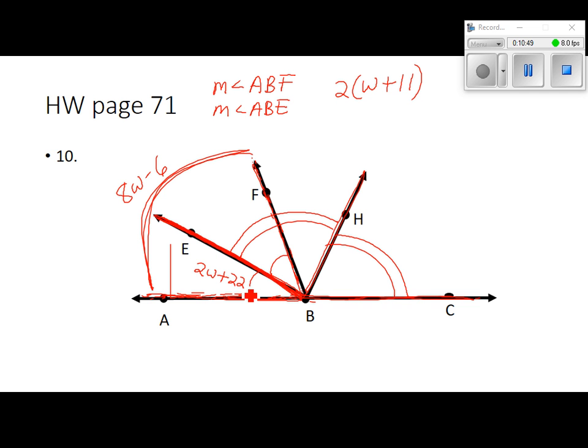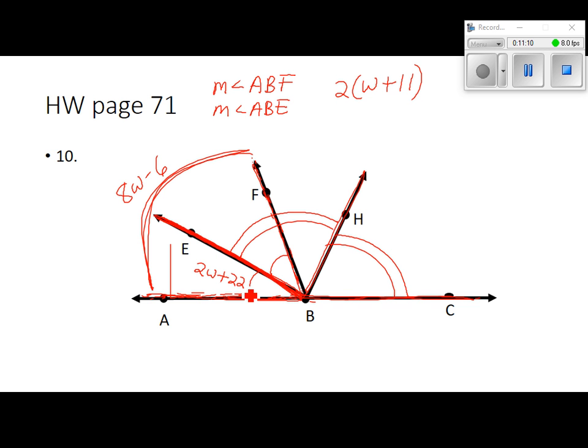because what do we know this ray was doing to this whole angle? It was bisecting it. So we could take half of it. What is half of 8W minus 6? 4W minus 3. You could do that. Sometimes that won't work out, because if it's an odd number, then it's going to give you a fraction or a decimal, and you might not want that.